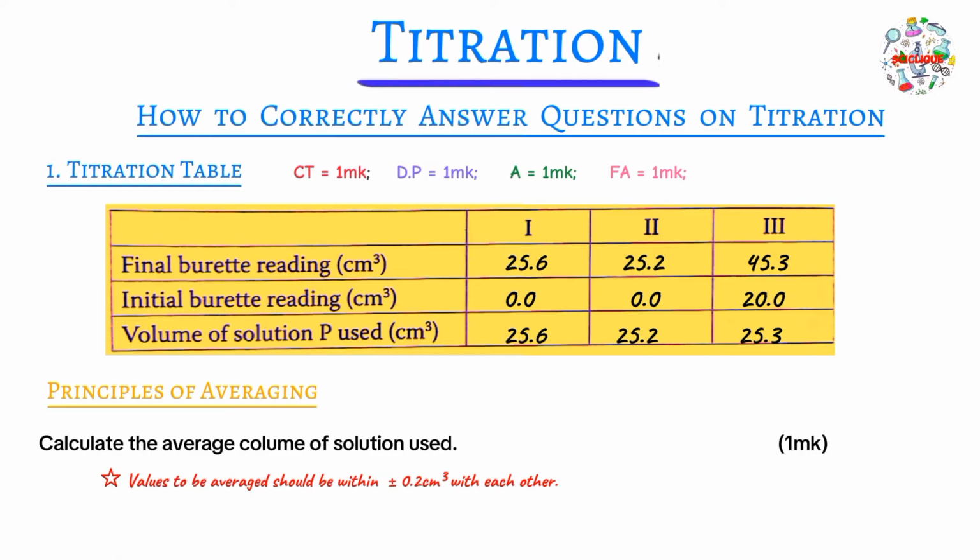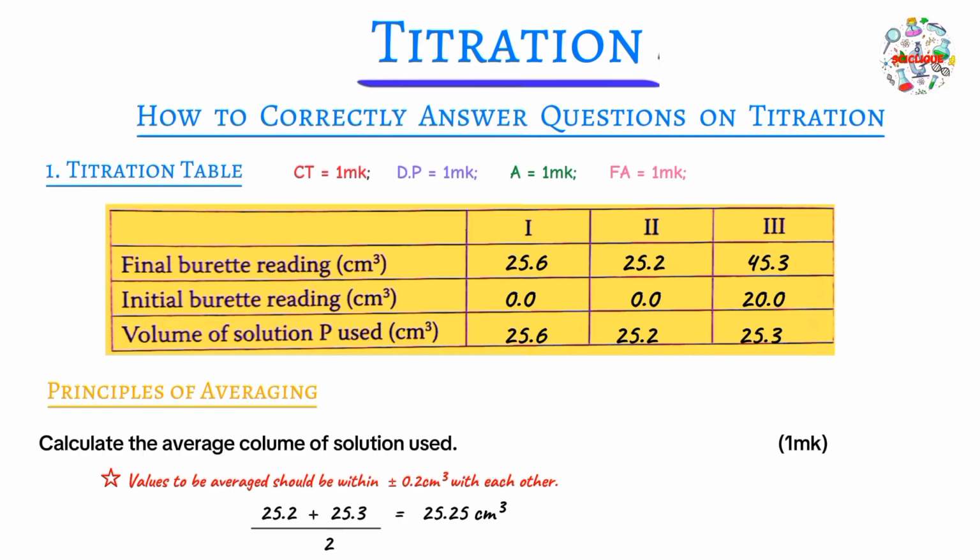What about 25.6 and 25.3? They have a difference of 0.3. Again, this falls out of the range. But I can take 25.2 and 25.3. These 2 values have a difference of 0.1, which is acceptable because it's below that of 0.2. So I'm going to take 25.2 plus 25.3 divided by 2 because there are only 2 values, and that will give me my average volume of 25.25 cubic centimeters.